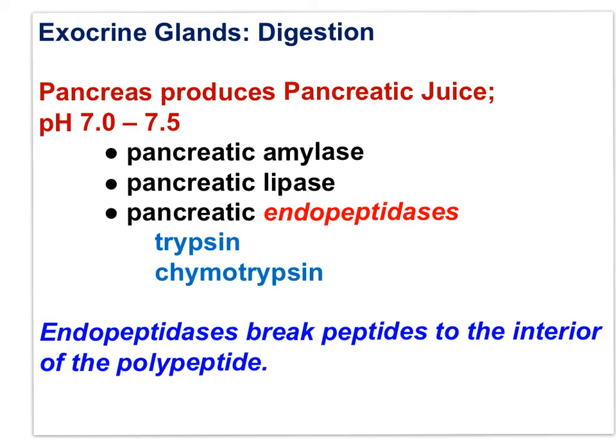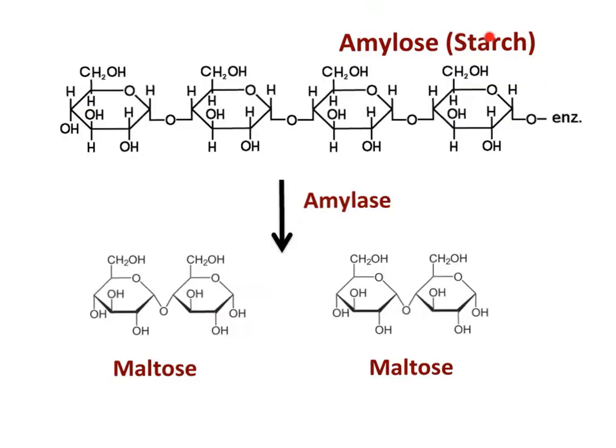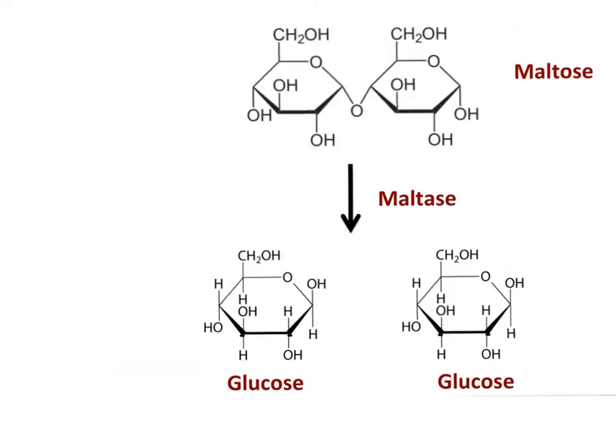Endopeptidases break peptide bonds in the middle of the larger polypeptide molecule. Trypsin and chymotrypsin are examples of endopeptidases. Amylose, starch, is hydrolyzed by the enzyme amylase into maltose molecules. This should be review for you. Maltose is hydrolyzed to glucose by the enzyme maltase. The enzyme maltase is synthesized by glands in the small intestine.